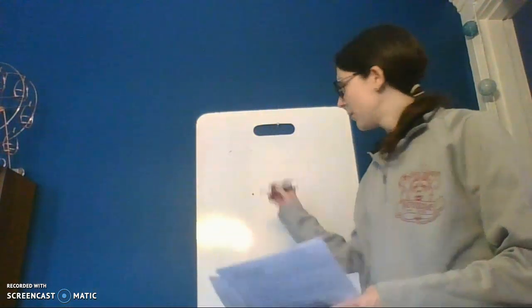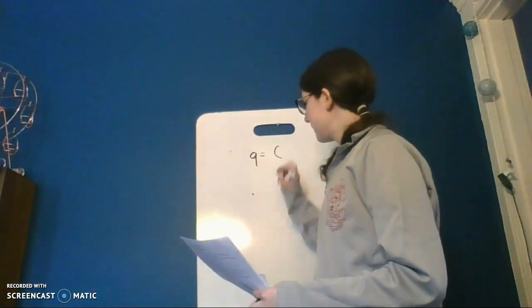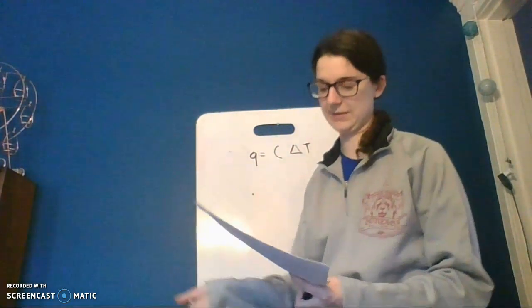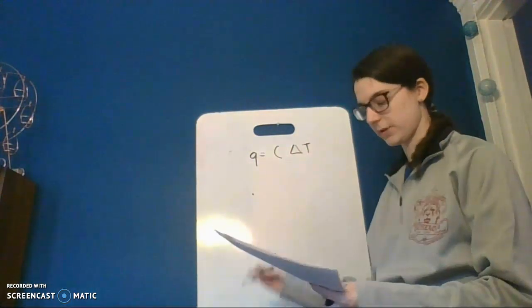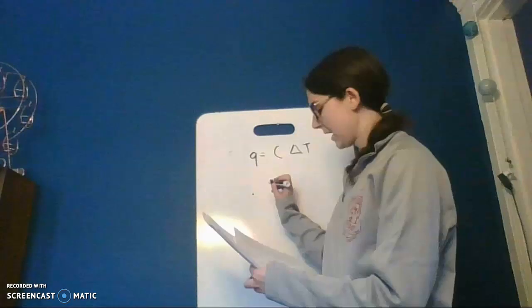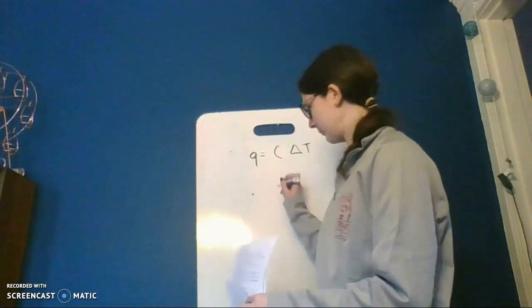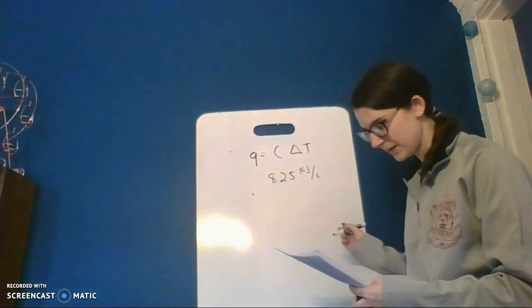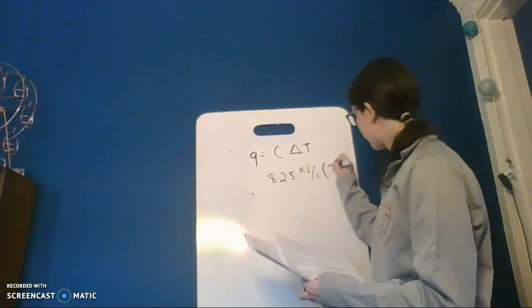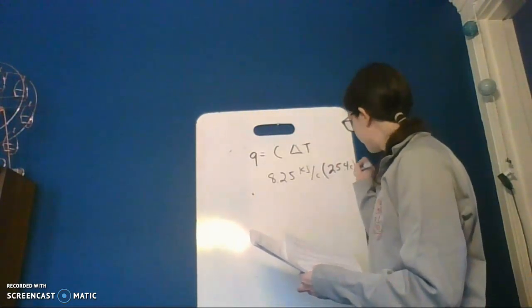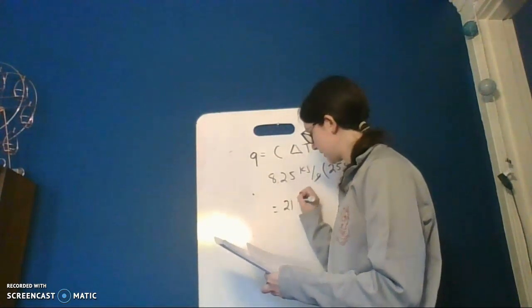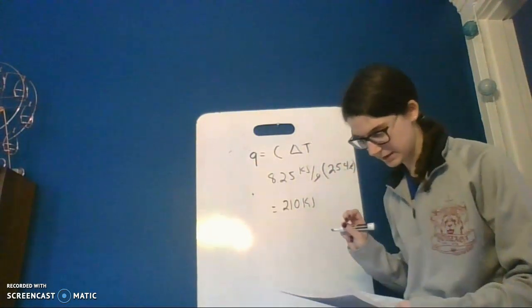So instead of our usual Q equals mc delta T, we're just going to be dealing with Q equals C, the heat capacity of the calorimeter, times delta T, because in this heat capacity there are no grams to account for. So all we have to do is take the heat capacity of the bomb calorimeter, 8.25 kilojoules per degree Celsius, and multiply by our delta T, which is 25.4 Celsius. Celsius is going to cancel, and we end up with 210 kilojoules.